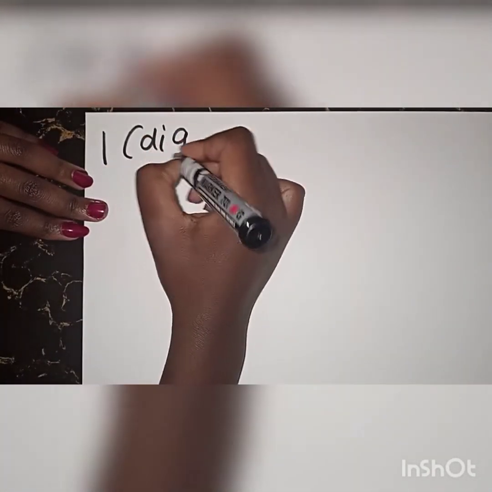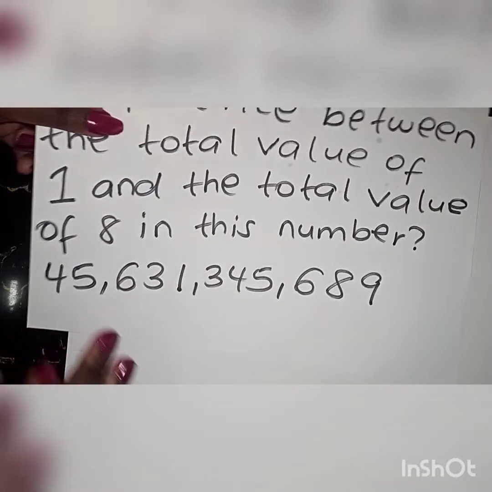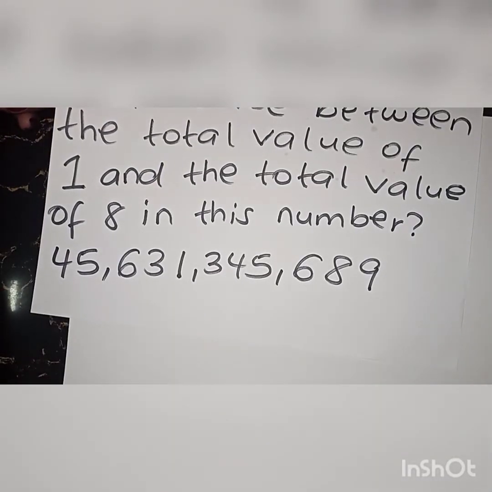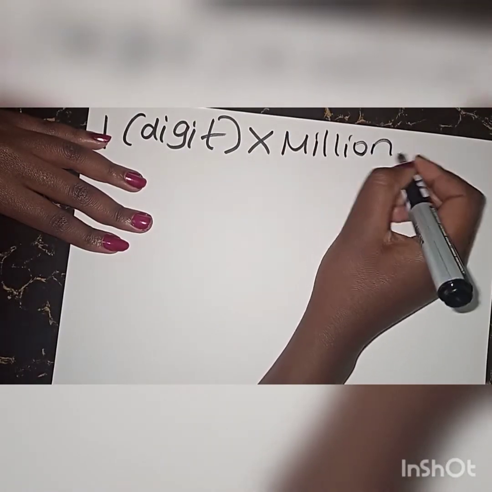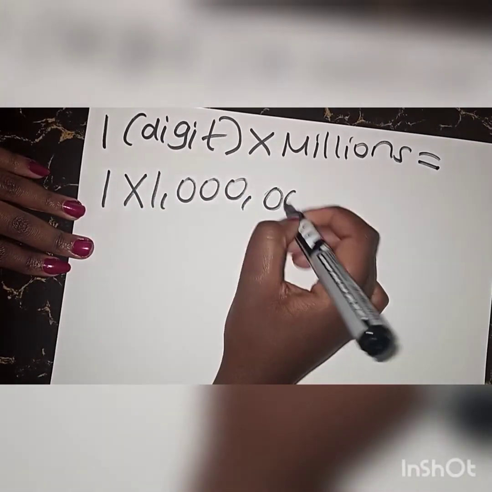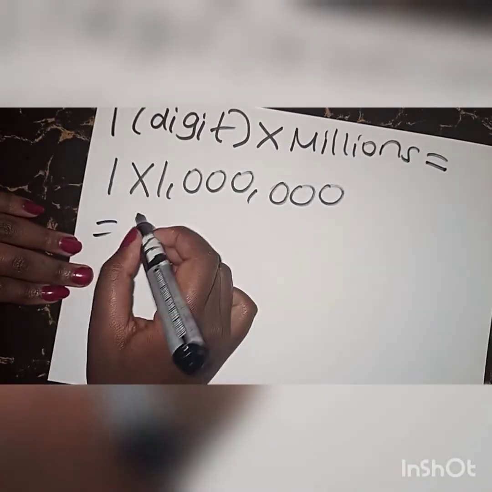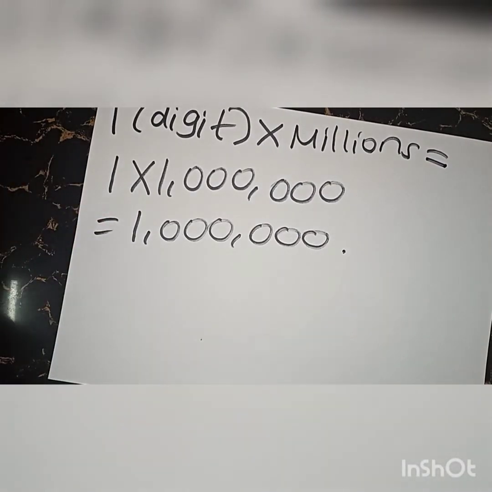So to get the total value, we multiply 1, which is the digit, times the place value. We've said that the place value of 1 in this number is millions. So that means that the total value will be derived by multiplying 1 times 1 million. So that means that the actual total value is 1 million. Are we together? Okay. So what is the total value of 8 in this number?